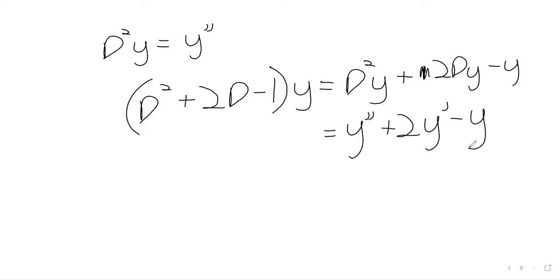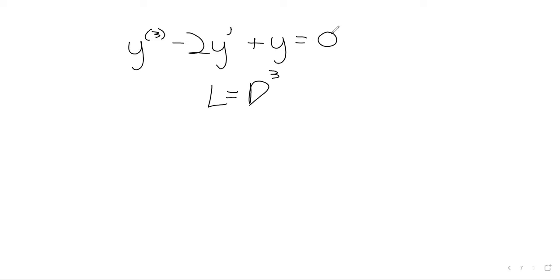And the implication of that is that you can take these linear homogeneous differential equations we've been looking at, and you can think of them in terms of operators. Like, say we have the third derivative of y minus 2y prime plus y equals 0. We could define an operator, call it L, D cubed minus 2D plus 1.